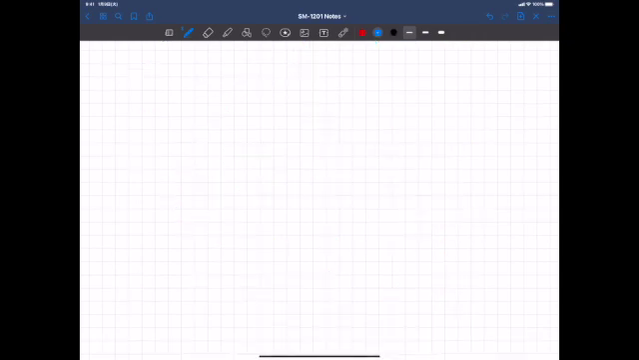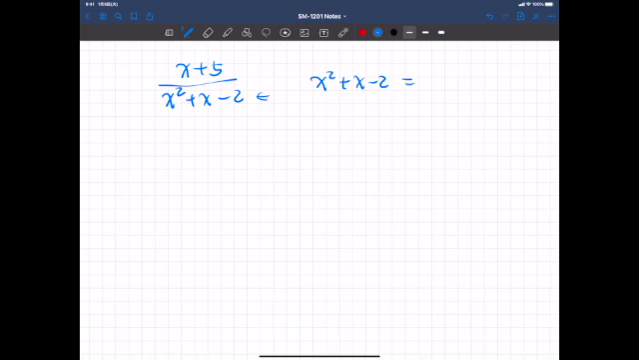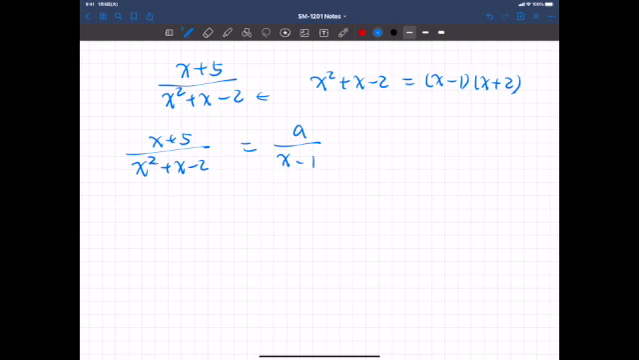Let's see a few examples of partial fraction decomposition. First example is this: x plus 5 over x squared plus x minus 2. Okay, so first look at this denominator. x squared plus x minus 2 can be factorized as x minus 1 times x plus 2. So let's assume this rational function can be expressed as a sum of these fractions.